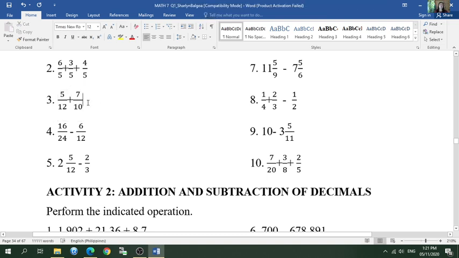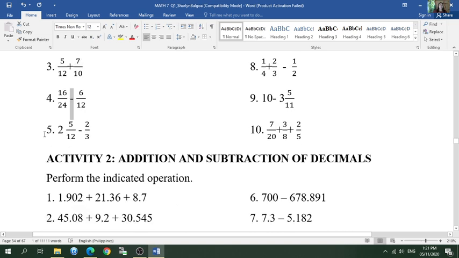Pagkatapos, kunin mo yung new numerator by using division multiplication. Kagaya halimbawa ng 60 divided by 12 times 5. 60 divided by 10 times 7. Ganon. Next, number 4. Ganon din siya, but make use of subtraction. Okay? Next, paano naman yung number 5?